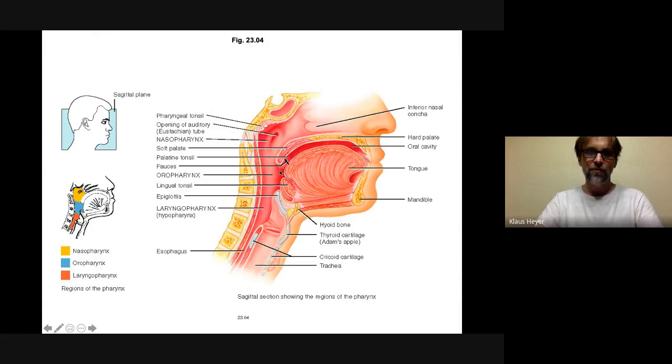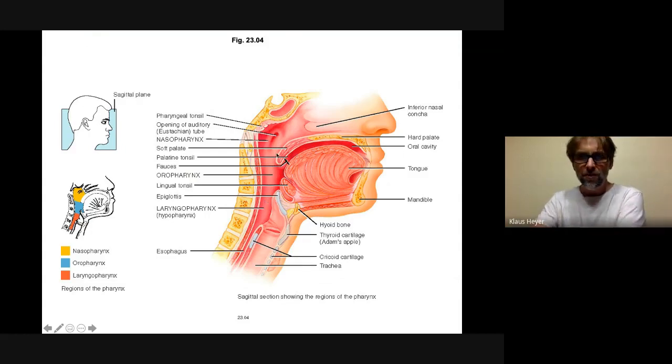Here's the oropharynx. This space right here between the mouth and the nasal passage is called the fauces. So this is all the oropharynx. Laryngopharynx down here, down this area. And so right here is starting the larynx.